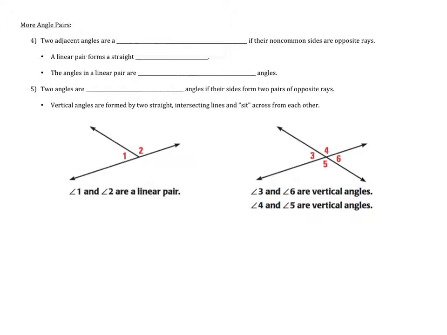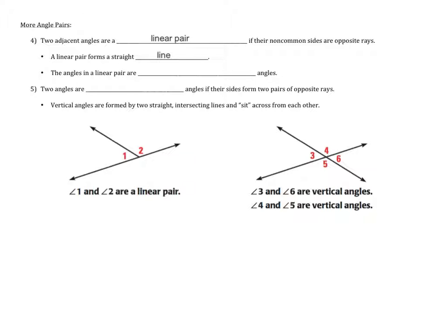There are two more angle pairs that we need to explore. The first one, number 4, two adjacent angles are a linear pair if their non-common sides are opposite rays. I really think this definition is really confusing. The way I think about linear pairs is that they form a straight line. If you look at the root word, and we've talked about this before, the root word of linear is line, and a linear pair forms a straight line.